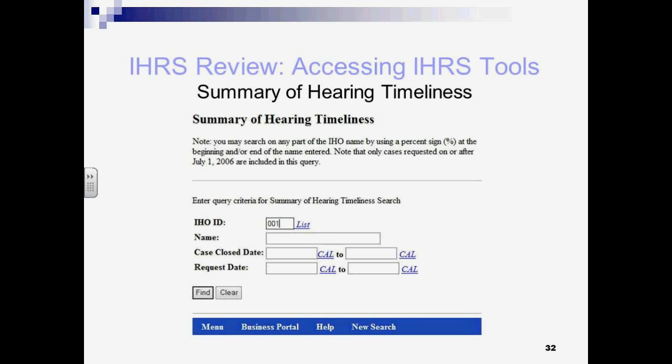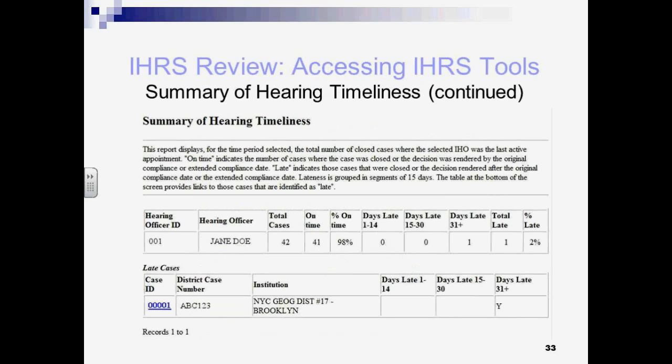You may also query by cases closed within a specified date range and or by cases requested within a specified date range. Clicking Find at the bottom of the query screen will return a summary report of your hearing timeliness. As indicated on the results screen, this report displays for the time period selected the total number of closed cases where the selected IHO was the only or last active appointment. The on time column indicates the number of cases where the case was closed or the decision was rendered by the original or extended compliance date.